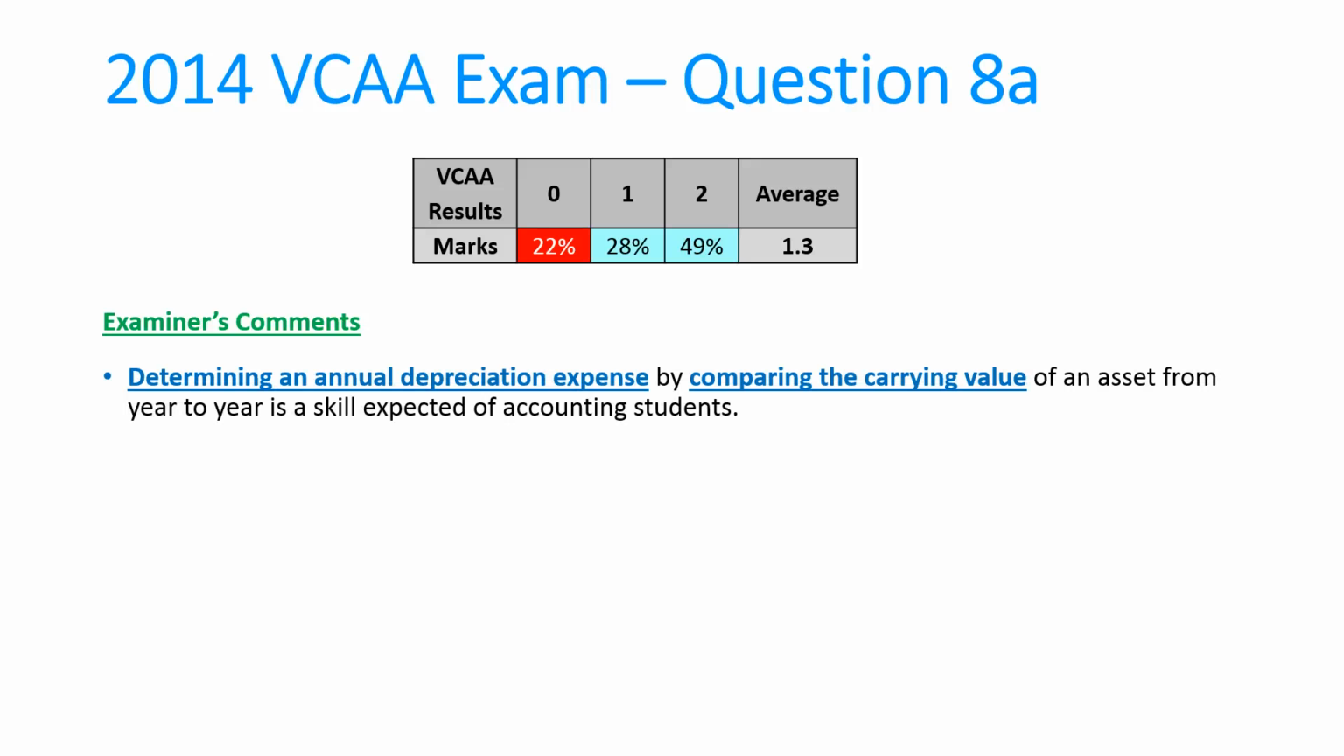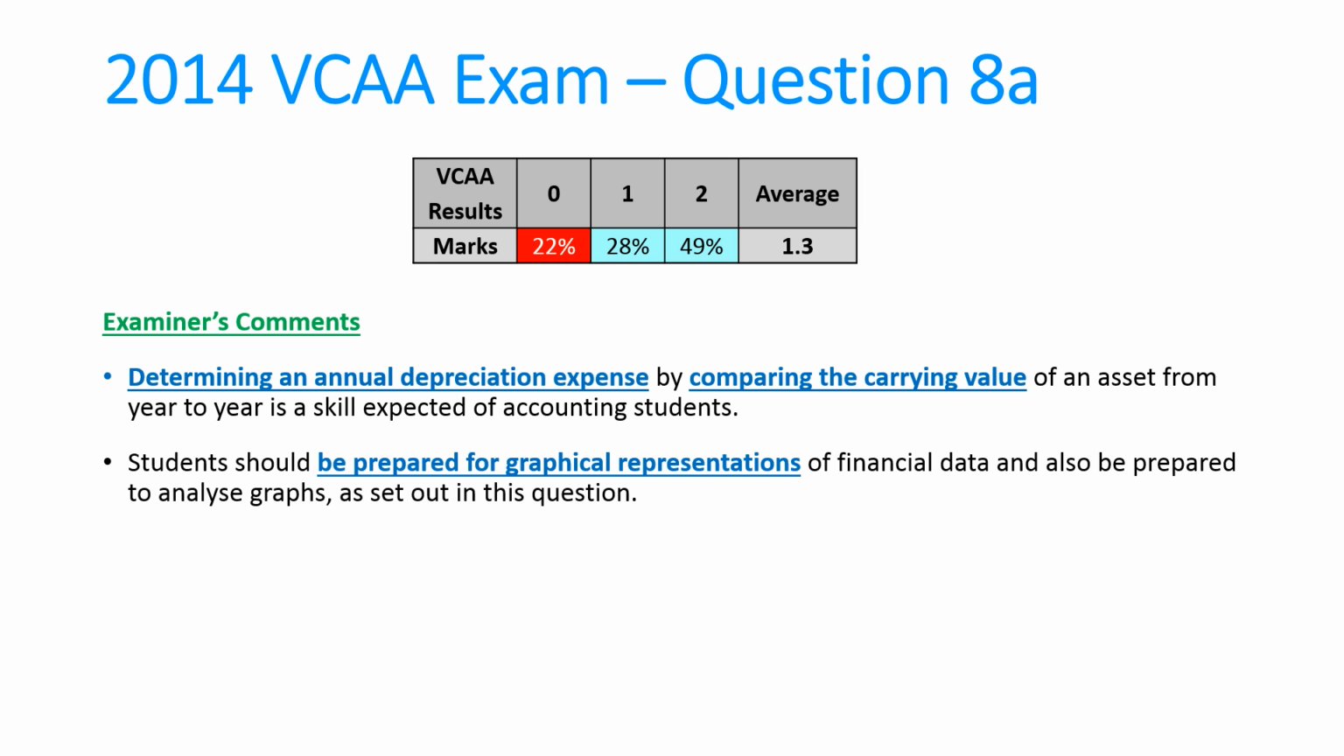Looking at the examiner's comments, remember to determine annual depreciation expense, compare the carrying value of an asset from year to year. That's simple. Sometimes it's given to you like it was in 2014, other years it's not. You need to figure it out yourself. Also be prepared for any graphical representations of financial data. That's a skill in itself. In the real world, a lot of data is presented in graphs, so the fact that you can interpret that is a really valuable skill, and that's why this is a good question. It assessed your ability to interpret a graph.